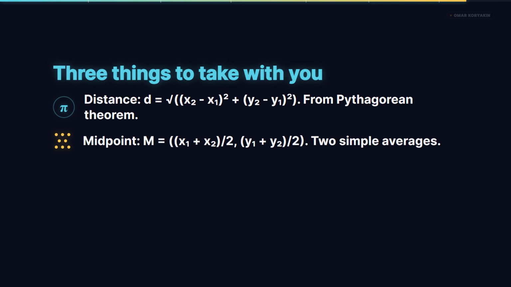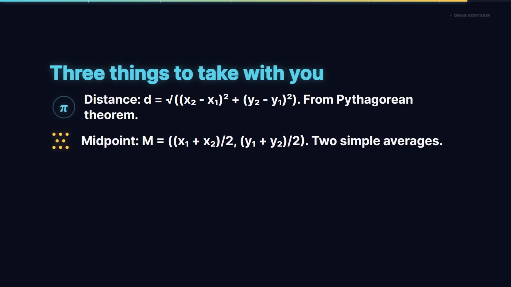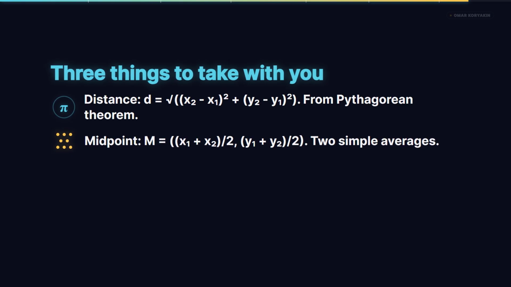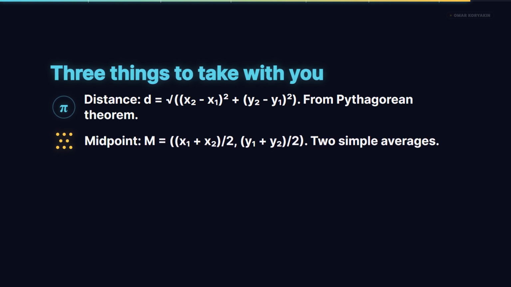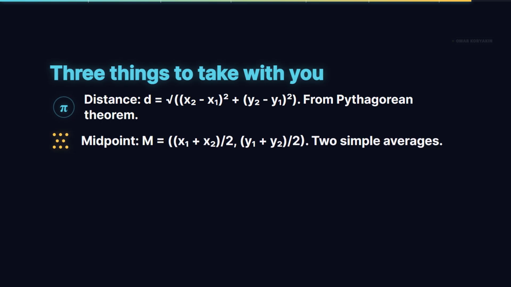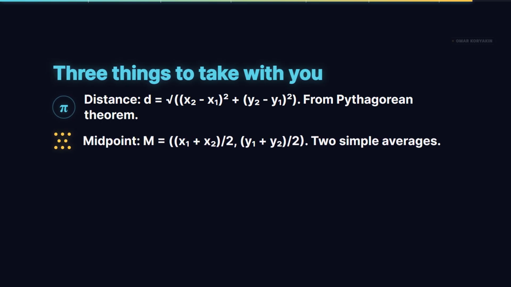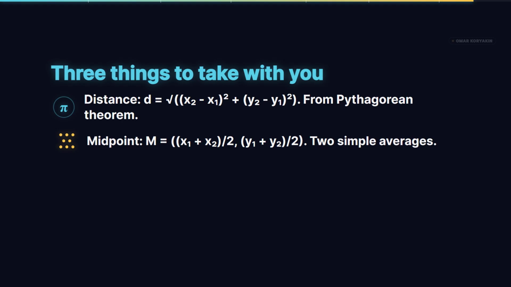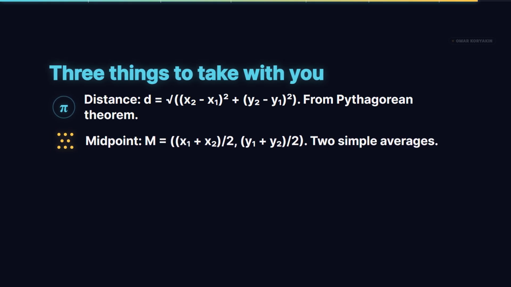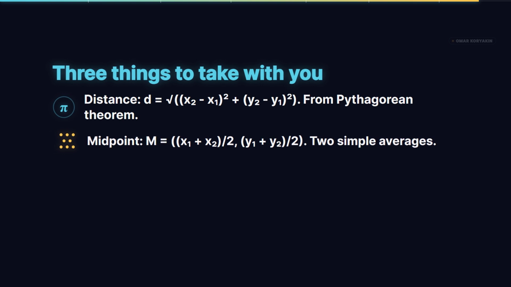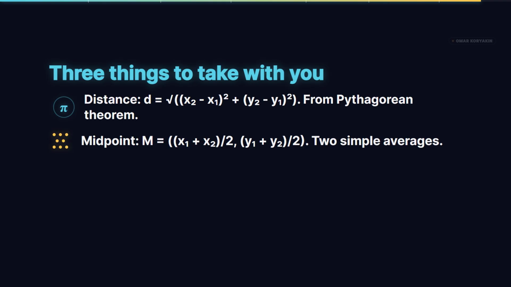Second, the midpoint formula computes the point exactly halfway between two endpoints by averaging their coordinates. M equals the pair with x equal to x1 plus x2 over 2 and y equal to y1 plus y2 over 2. Two simple averages, one per coordinate. The midpoint sits exactly halfway between the endpoints in both the horizontal and vertical directions independently. The formula is structurally simpler than the distance formula and has many uses in the rest of the course.